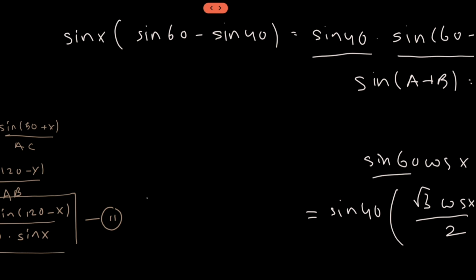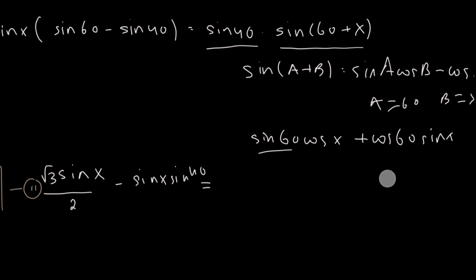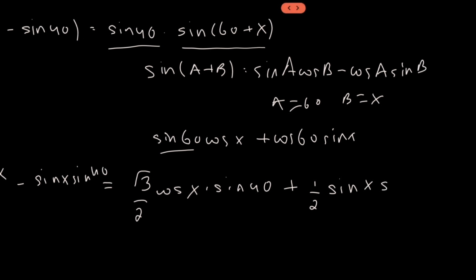So now sine of x into sine of 60 degrees, sine 60 has a value root 3 upon 2, minus sine x into sine 40 as it is. So sine x into sine 40. Now I will simply multiply the bracket on the right hand side. So sine of 40 is multiplied with two terms. The first term is root 3 upon 2 cos of x, multiplied with sine 40 degrees, plus 1 upon 2 sine of x multiplied with sine of 40 degrees.